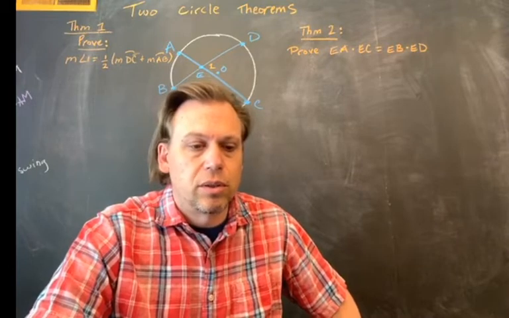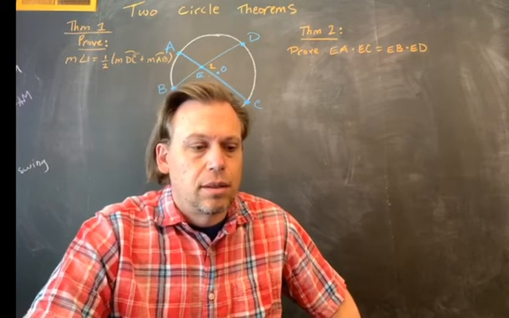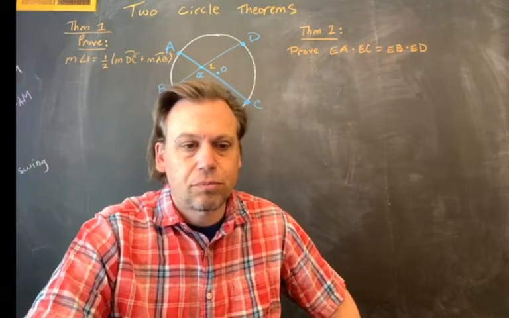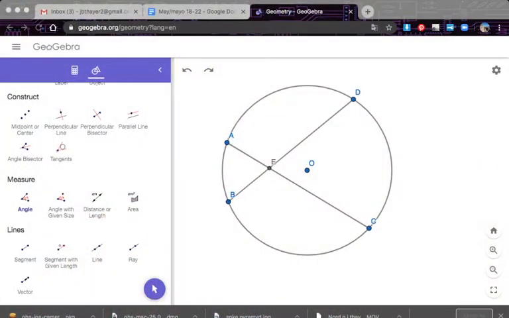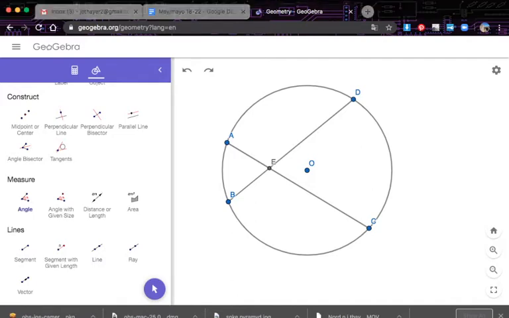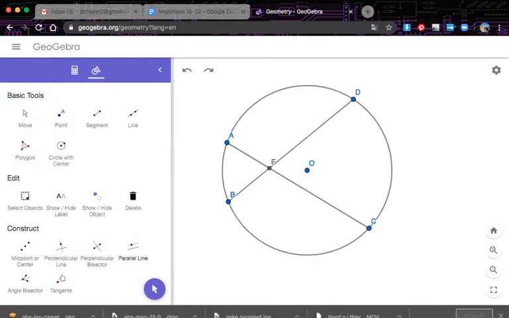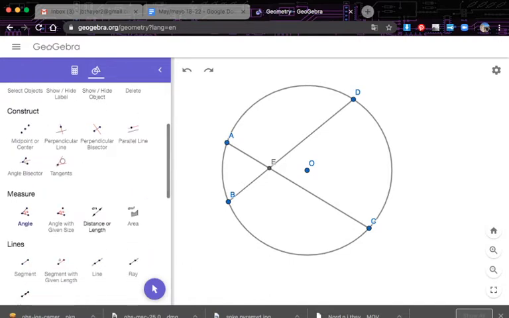GeoGebra is this really cool math calculation tool. So kind of like Desmos, but a lot more. You can do geometry in it and algebra. So we're going to go to GeoGebra. I drew the same circle, and got all the same points, and what I want to do is just start with the measurement of the angles.